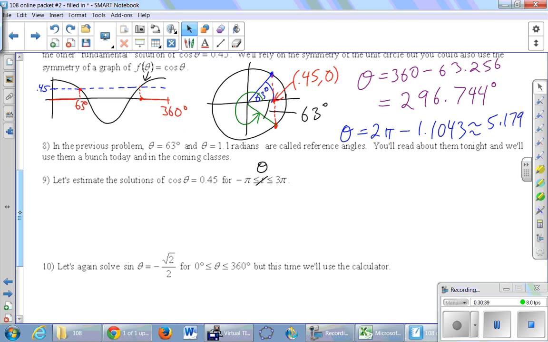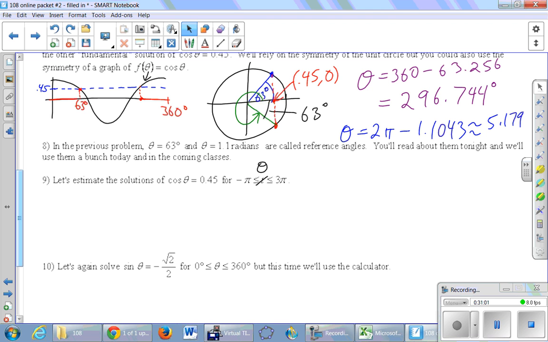Number 8, in the previous problem, theta equals about 63 degrees and theta equals about 1.1 radians are called reference angles. You'll read about them tonight, and we'll use them a bunch today and in the coming classes. Number 9, let's estimate the solutions of cosine theta is 0.45 for theta between negative pi and 3 pi.